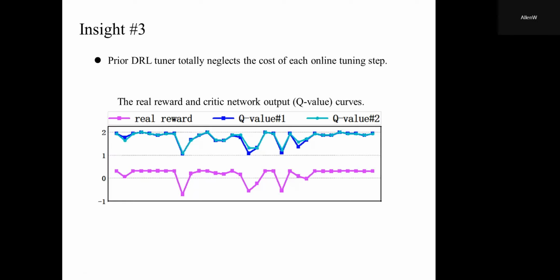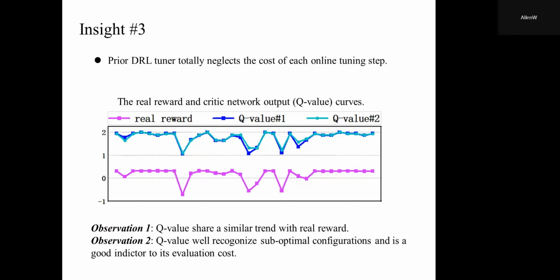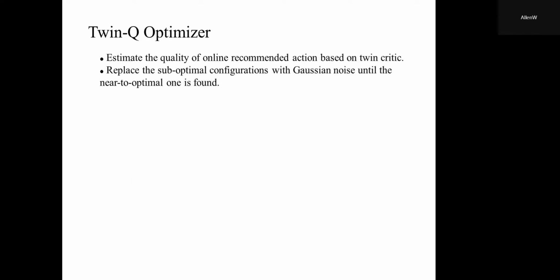Here, we show the Q value of TD3 and the relationship with its real reward. As we can see, the Q value shows a very similar trend to the real reward and can recognize suboptimal configurations. Motivated by this, we designed the Pengfei algorithm. It estimates the quality of online recommended configurations based on twin rating and replaces the suboptimal configuration with Gaussian noise until a near-optimal one is found.